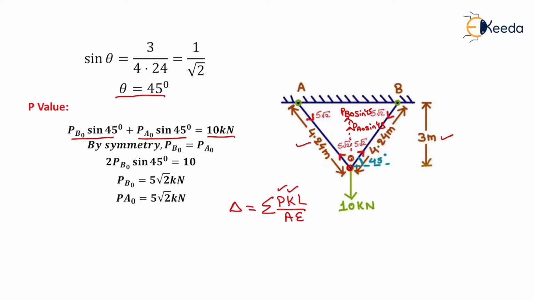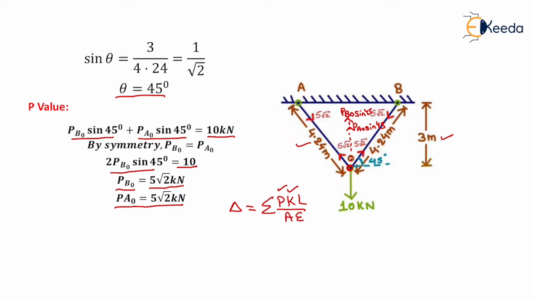By the symmetry of the structure, or by the symmetry of the truss, PBO will be equal to PAO. So we write here 2 PBO sin 45 is equal to 10, and we get the value of PBO equal to 5 root 2 kilonewton as well as PAO equal to 5 root 2 kilonewton.